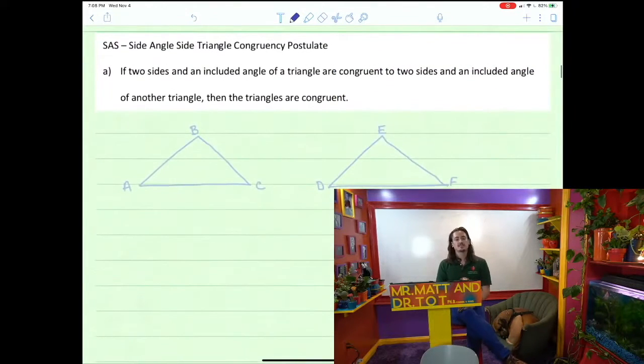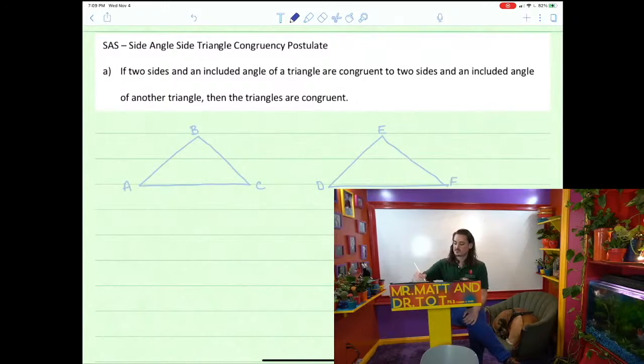Now let's talk about side angle side. This is just another combination of associated angles and/or side lengths between triangles that can prove that the two triangles are congruent. If two side lengths and an included angle of a triangle are congruent to two sides and an included angle of another triangle, then you can conclude the triangles are congruent.